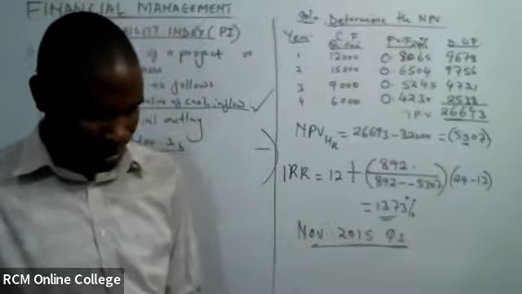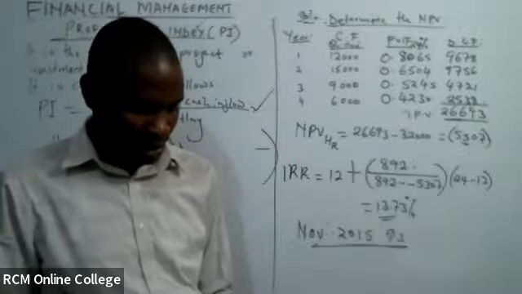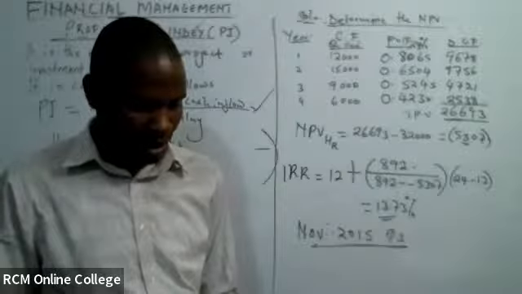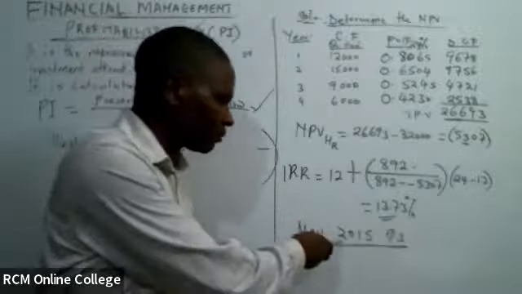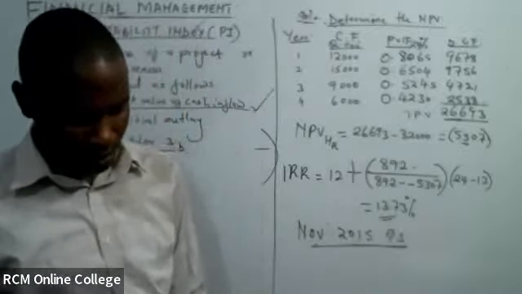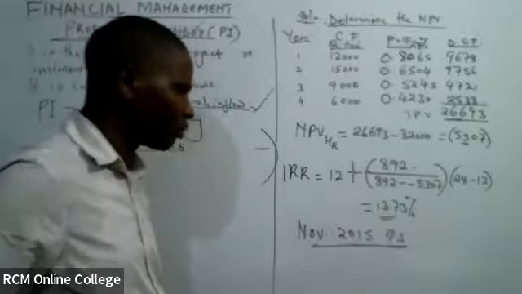You're required to assess the suitability of the capital project using the following methods. Method 1, you are to use the IRR. Method 2, use the profitability index. And you can see the number of marks is not small.